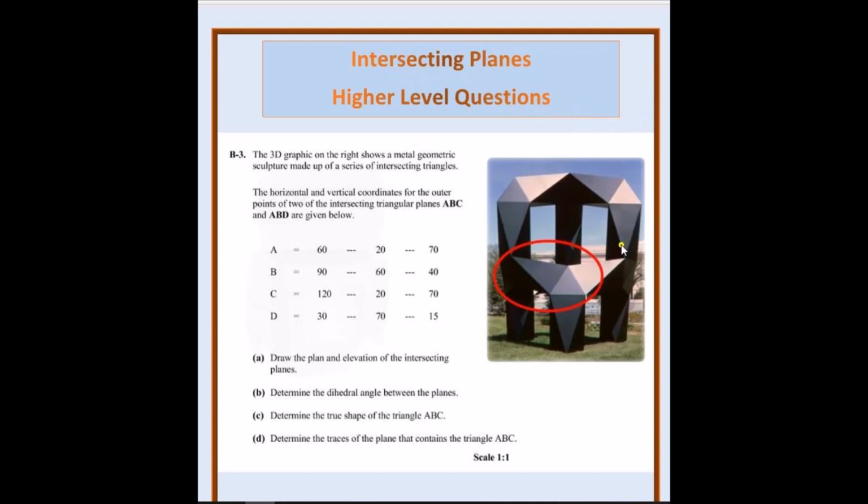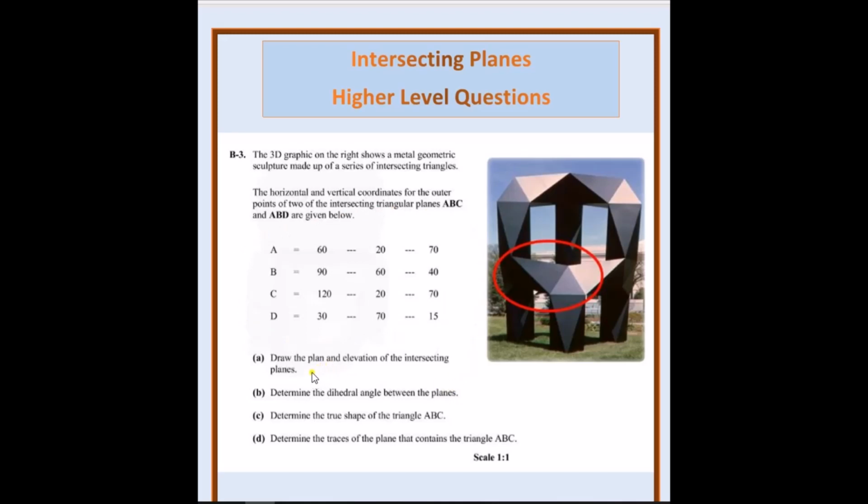We'll look at the exam questions now in a small bit more detail. We've looked at two of these questions already. This question is where we have two triangles and they share a common edge. What you're shown is a sculpture that's made up of intersecting triangles, and you're given the coordinates. We notice it has triangular surface planes ABC and ABD. So we first of all set up these points on a sheet.